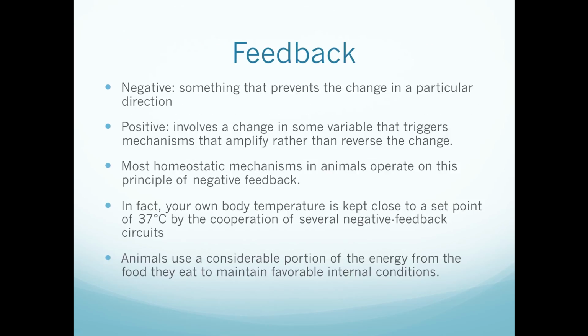So you can have negative feedback, which we talk about a lot, and this is something that prevents the change in a particular direction. Now this could be in a positive direction or a negative direction. So for example, if your body is getting too hot, that's an increase in a specific direction that's being amplified more and more and more. But that's in a positive direction because temperature is increasing. So you might have some body responses to that to put the brakes on that.